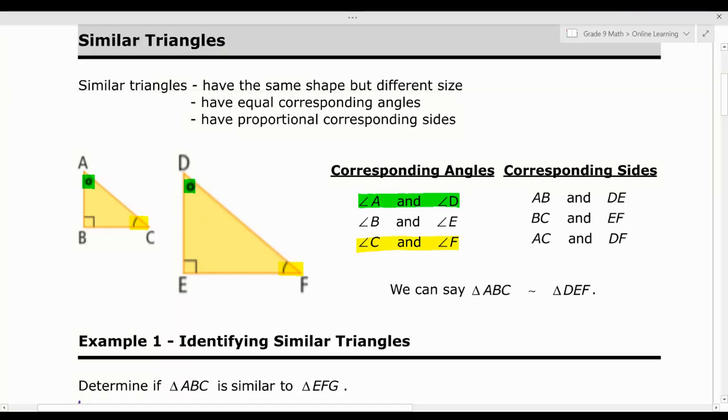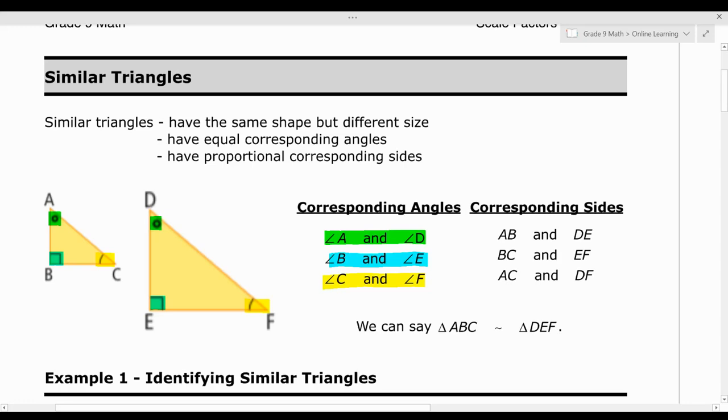And then we all know this, if you have this little square, that represents a 90-degree angle, and there's a little square in the second triangle. So that means that angle B and angle E would be the same. The next thing about similar triangles is they're going to have proportional corresponding sides. So I'll go through what that means.